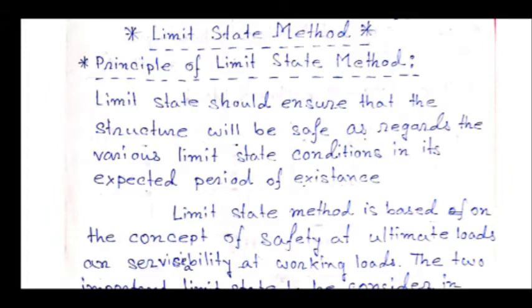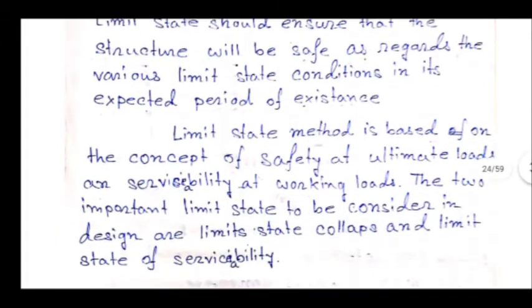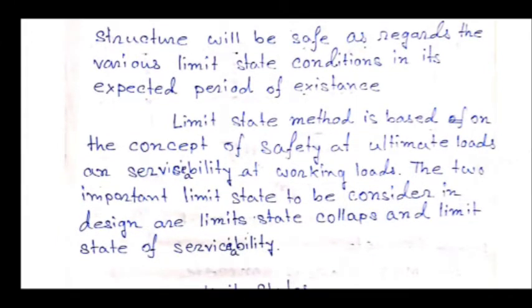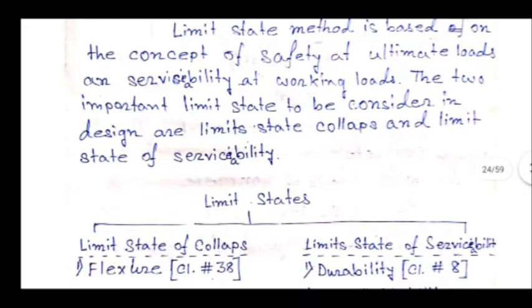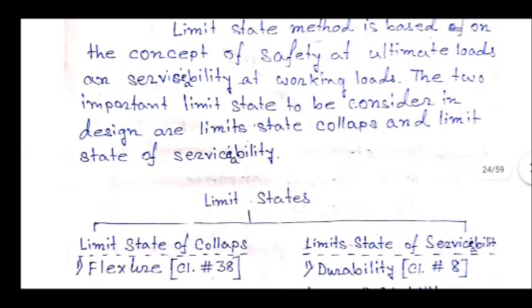Principle of limit state method. Limit state should ensure that the structure will be safe as regards the various limit state conditions in its expected period of existence. The limit state method is based on the concept of safety at ultimate load and serviceability at working load. The two important limit states to be considered in design are the limit state of collapse and the limit state of serviceability.